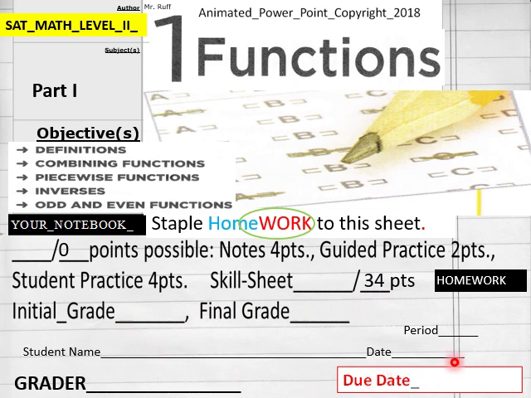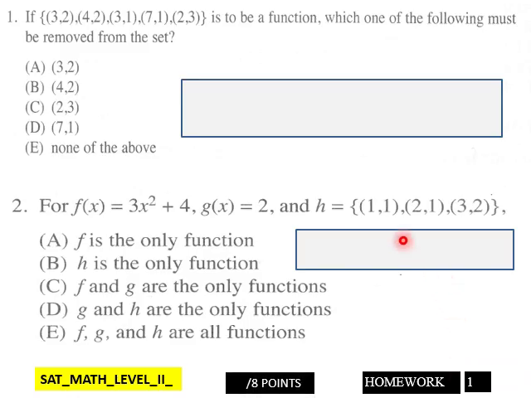Name, date, period here. Students, do that. And then the due date down here for homeschoolers and onliners. And we go right into page 1 of your homework.